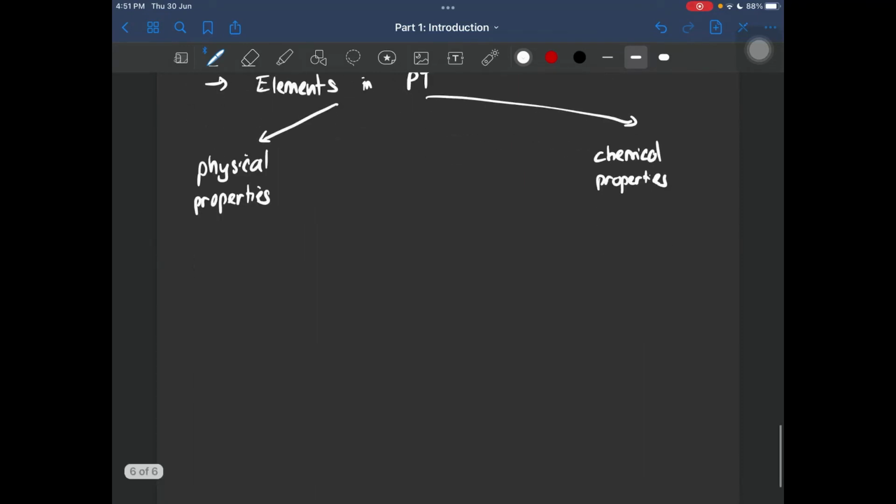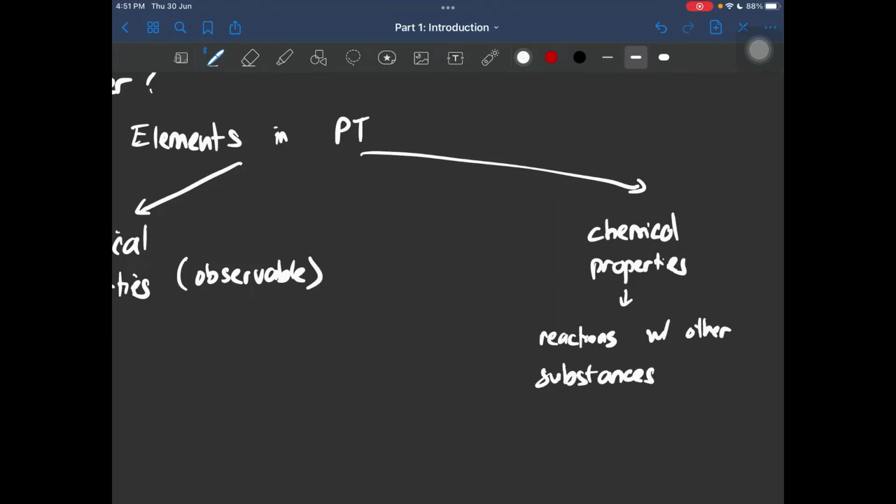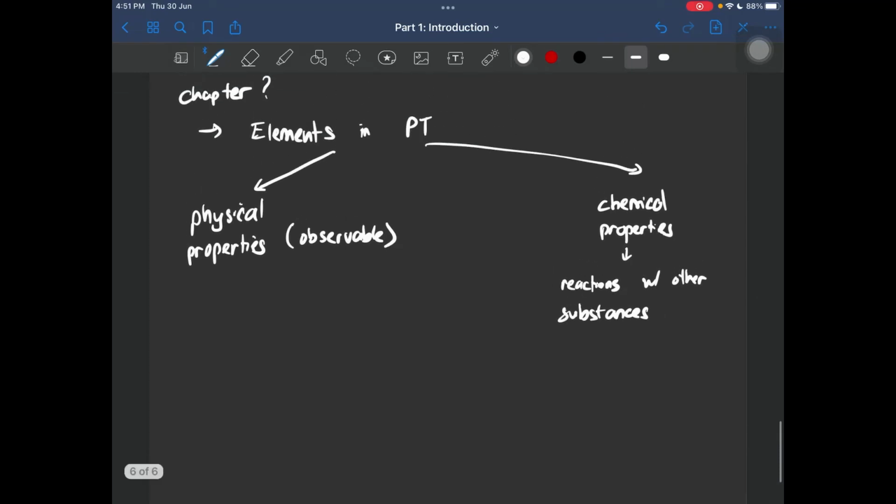In terms of the physical properties, what are physical properties? Physical properties are observable properties. They can be seen with the naked eye. Chemical properties involve reactions of these elements with other substances, other elements, other molecules, and so on. So let's look at the physical properties first.